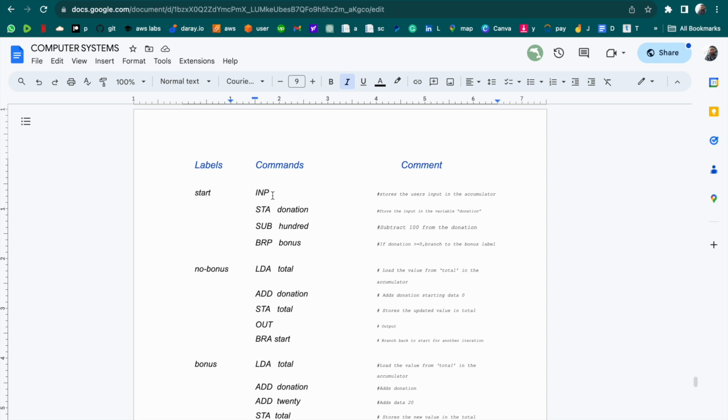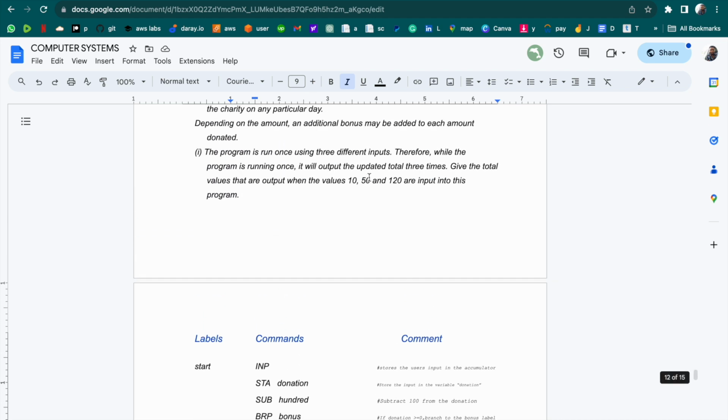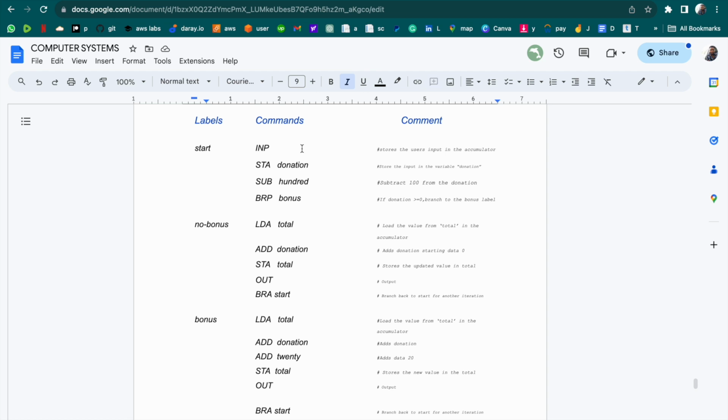All right, so it goes back and now it picks the second number, which is 50. Don't forget, 50 is the second number. 50 enters, it gets stored in donation. 50 minus 100 is a negative number. So we are not branching, we continue down. So we load total. Remember, total was 10 in the last iteration. Now we add donation to total. So 50 plus 10. Now we have 60. Right? We have 60 as our new total, and we save it in the variable total. This STA means store in the variable total. So it stores the updated value in total, you understand? And then we output that 60.